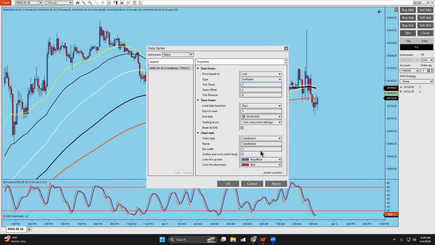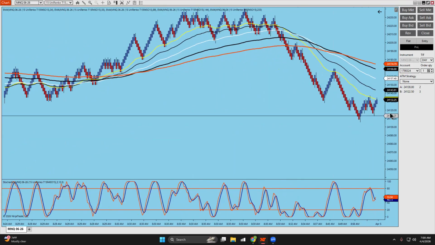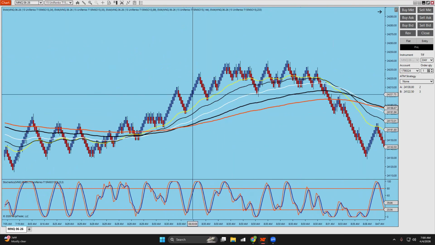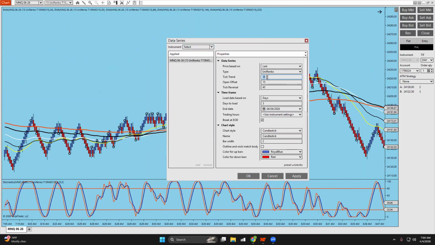You click on Unirenko, and then you choose a tick trend, offset, and reversal. I don't completely understand this yet, but depending on what values you put in here, you would get different types of candles. Then you click apply, and you get these candles. To get these candles, you need to choose whatever tick trend, which is like the box size.